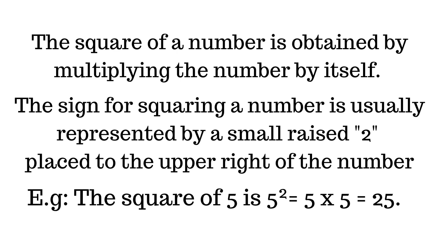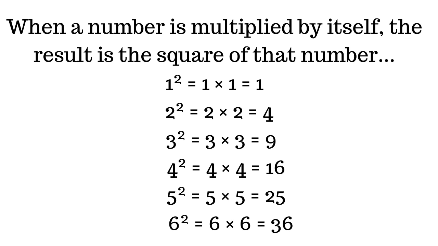thing as 5 times 5, which gives us 25. In the same vein, 1 square is 1 times 1, which is equal to 1. 2 raised to power 2 is equal to 2 times 2, which is equal to 4. 3 square equals 3 times 3, which is equal to 9. 4 square equals 4 times 4, which is equal to 16. 5 square equals 5 times 5, which is equal to 25.